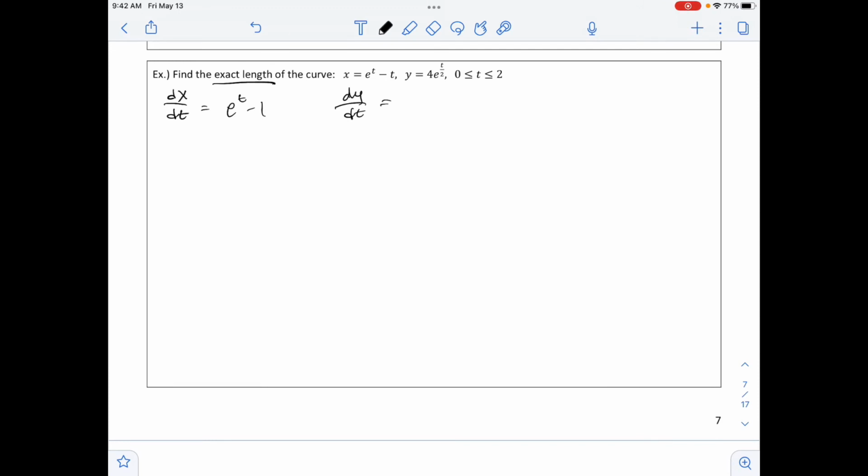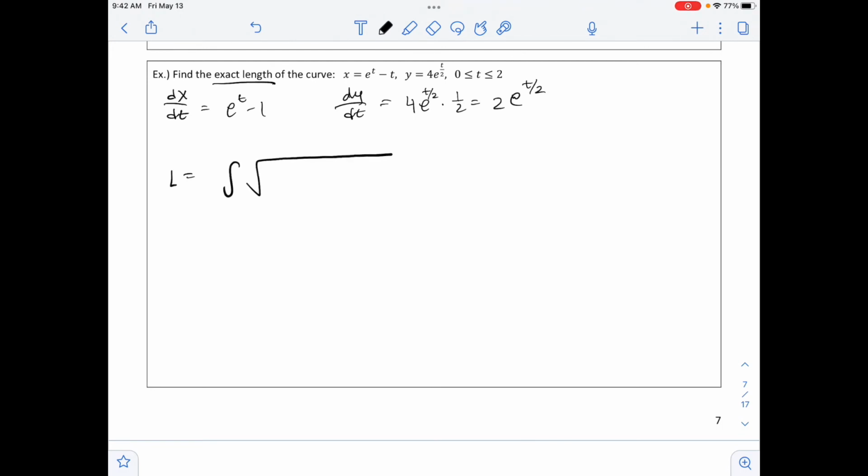going to be, and so we have 4e to t over 2 times the derivative of that exponent, which would just be 1/2. And so it simplifies to 2e to t over 2. And so the length of this curve is going to be the integral. We'll put those limits of integration on in just a sec.